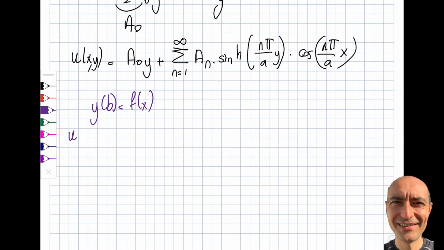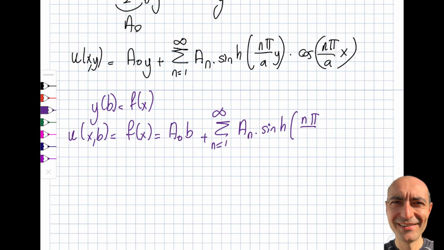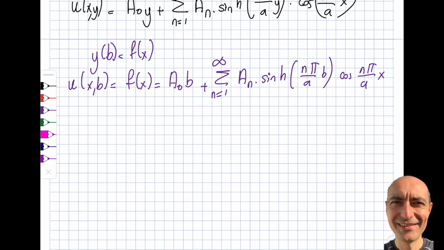So if I go ahead and insert this, u(x,b) will be f of x, well, that's what the question says, which will be equal to a0 times b, plus summation from n equals 1 to infinity, an times sinh n pi by a times b, not y, cos n pi by a x stays right there, okay? So now I will actually write here, you may have seen it already, some of you, but this is a half-range Fourier cosine expansion with this becoming lowercase a0, this becoming lowercase an, okay? Let me explain this for those of us who didn't see it just yet.